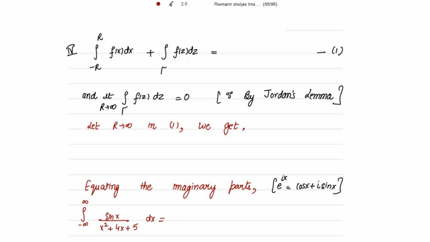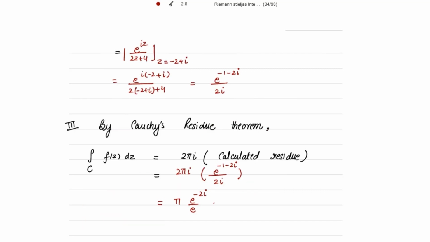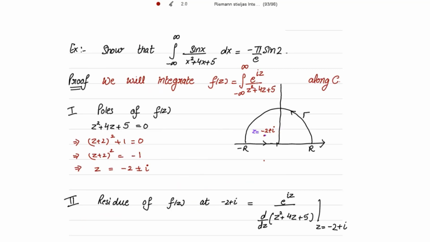Please do remember this. So this is equal to pi over e into e the power negative 2 iota, right? And now using Jordan's lemma. When we use Jordan's lemma, we need our function to be meromorphic and tending to 0 as z tends to infinity. And yes, the function f(z), what is that? This one, e the power iota z over z square plus 4z plus 5.